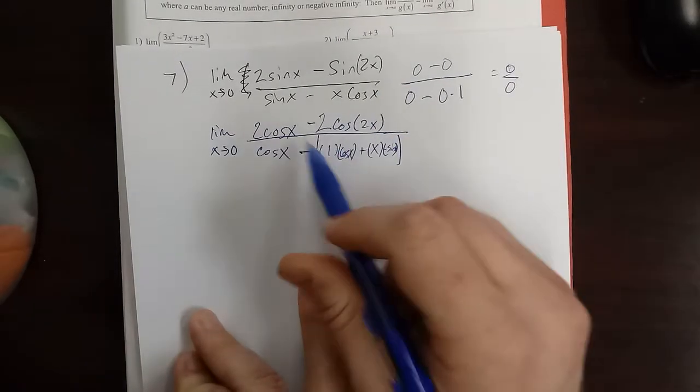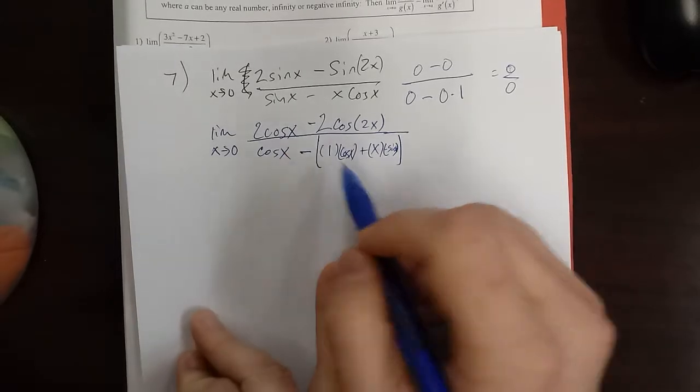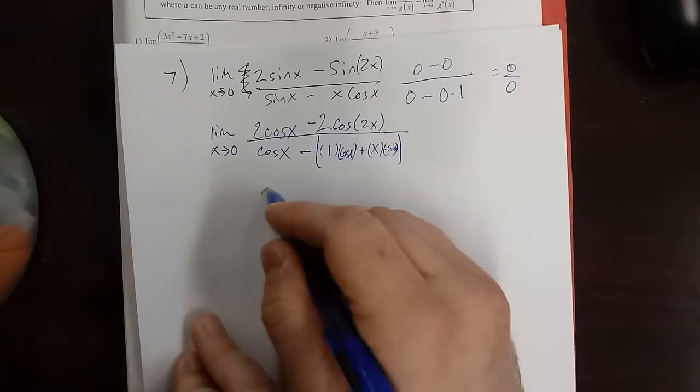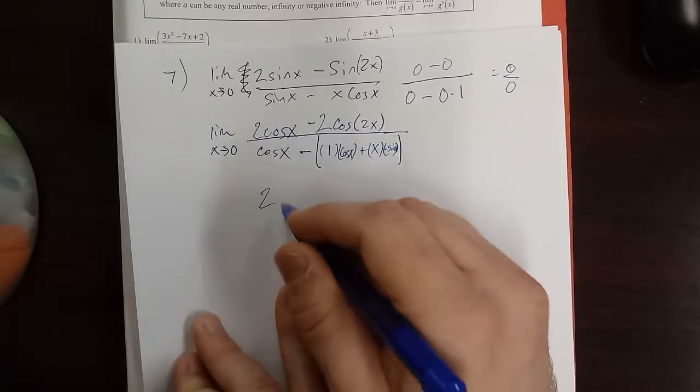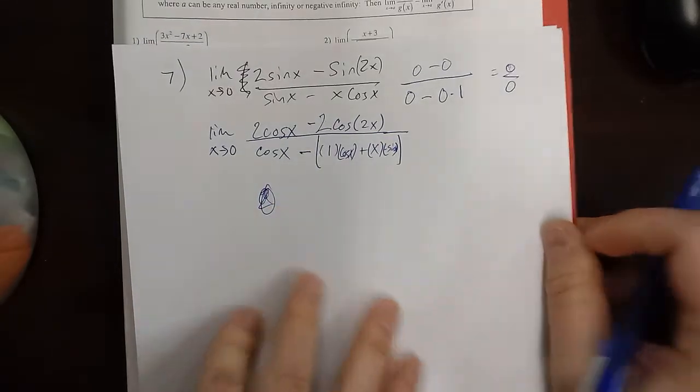All right, so we need to be careful right now. There's a lot of moving parts here. So we get 2 cosine, wait, I should write this off to the side. I think it's going to be 0 over 0 again.